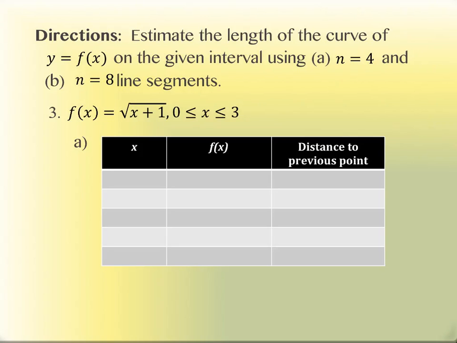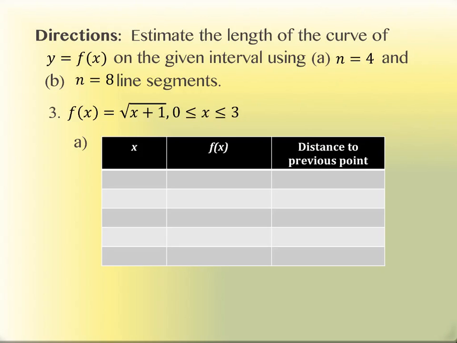This one is to estimate the length of the curve of y equals f of x on the given interval using n equal 4 and then n equal 8 line segments. So n equal 4 means that we're taking the piece and cutting it into 4 pieces. You're taking the string and cutting it into 4 pieces and measuring each of the 4 pieces of string. And then when we do it for n equal 8, we're going to measure each of the 8 pieces of string and add them up. So does everybody have a picture of what's going on?